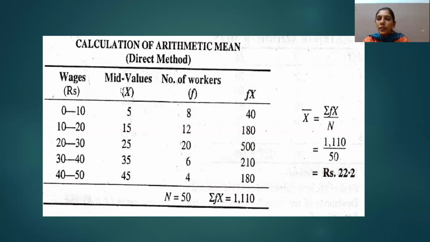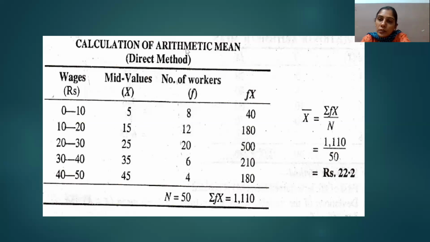After calculating the mid value, we have to calculate the value of fx. And fx is the multiplication of f into x. So now we have to multiply x and f so that we can get the value of fx. Basically, how will we do the calculation? 8 multiplied by 5 is 40. 15 multiplied by 12 is 180. 25 multiplied by 20 is 500. 35 multiplied by 6 is 210. And 45 multiplied by 4 is 180.